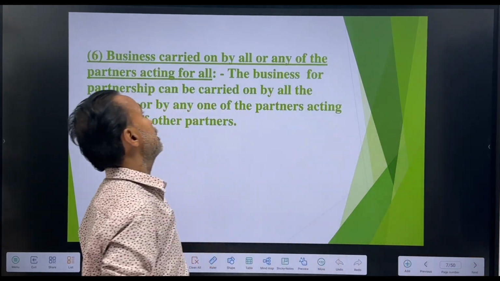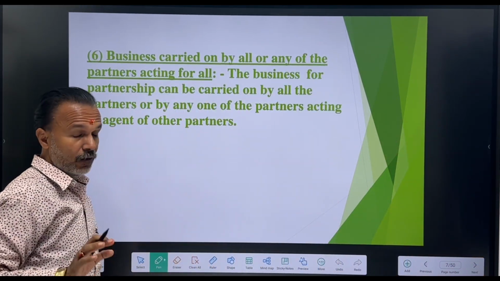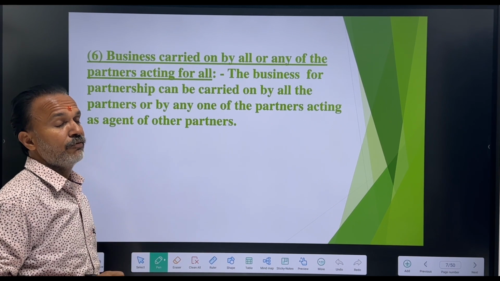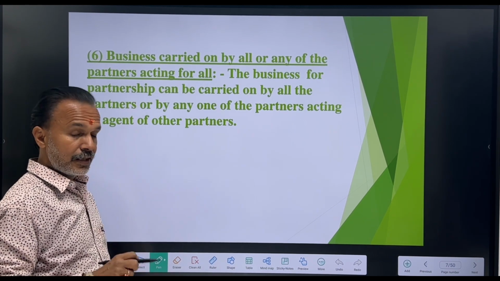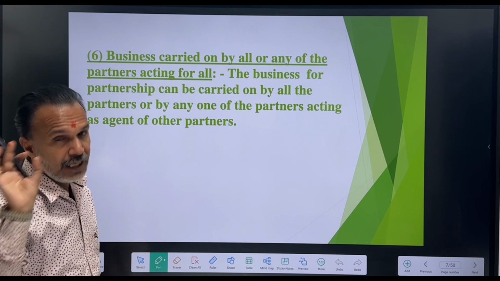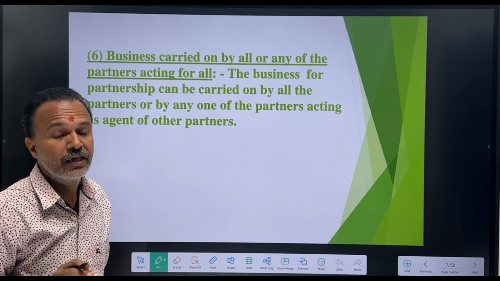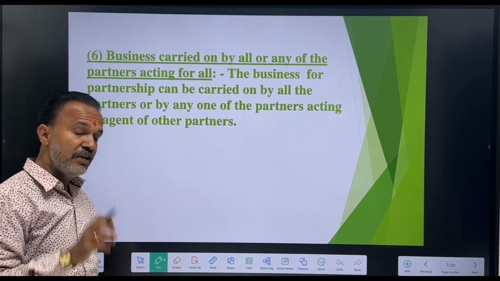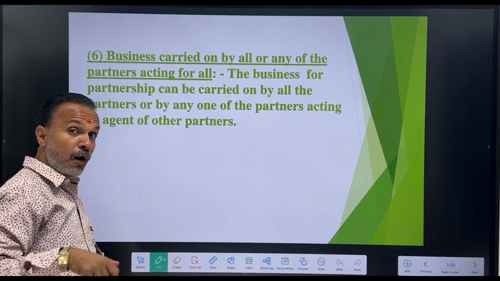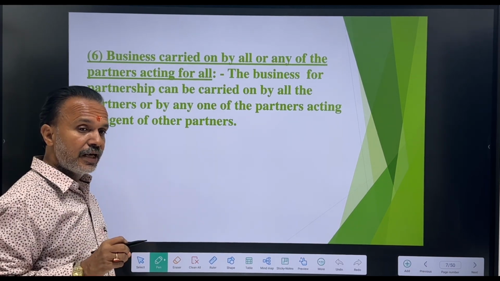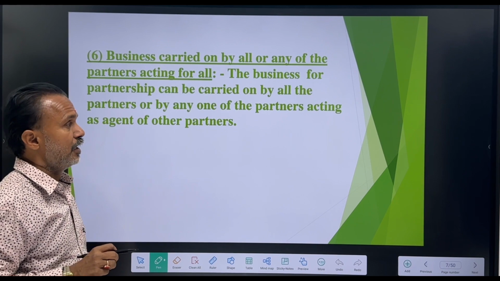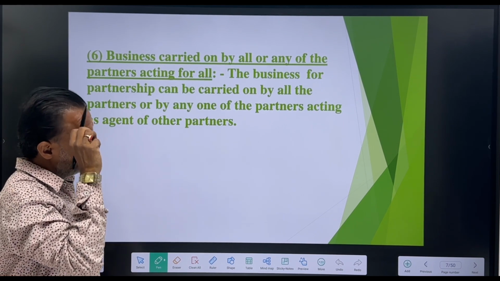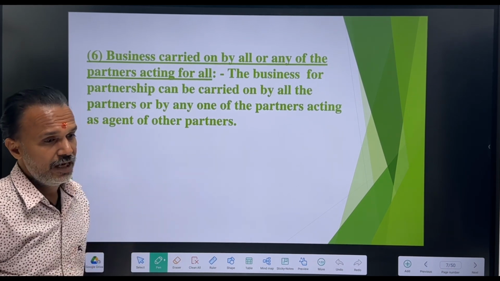Next, business may be carried by all of them or any one of them acting for all. It means in the partnership business, it is not essential that every partner take active part in the business. Business may be run by only one partner or all the partners can actively participate in the management of business. One more characteristic is unlimited liability.